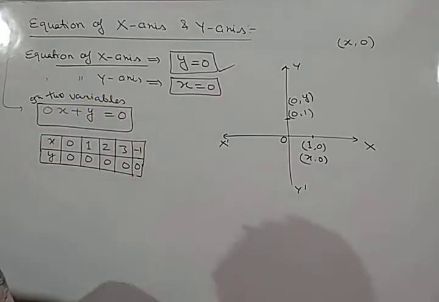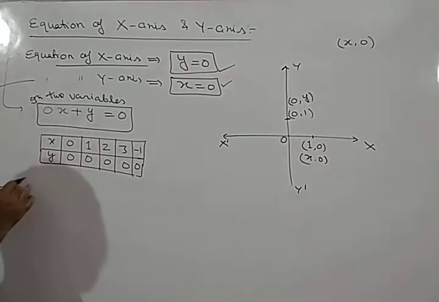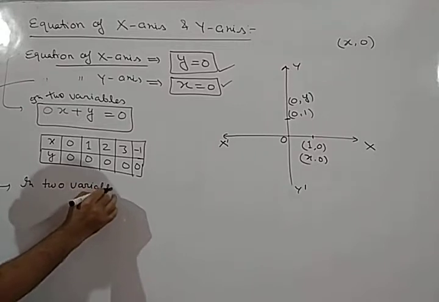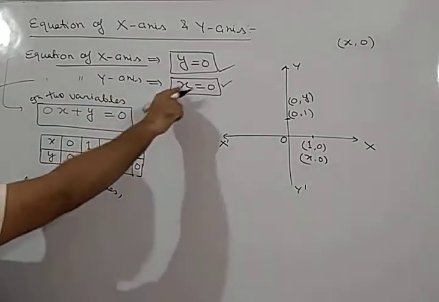Similarly, the equation of y-axis is x equal to 0. If you write it in two variables, it is written as x plus 0y equal to 0, simply x equal to 0.